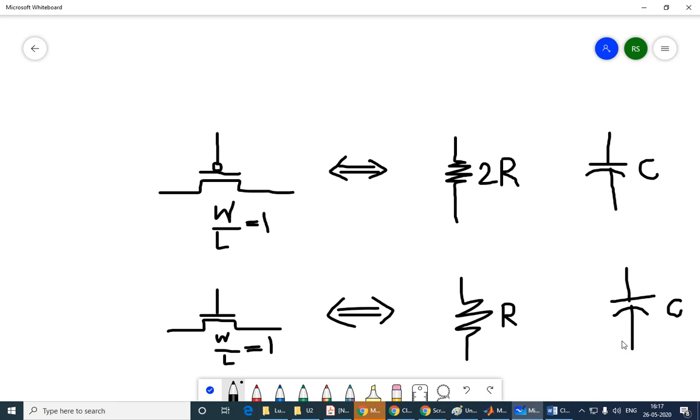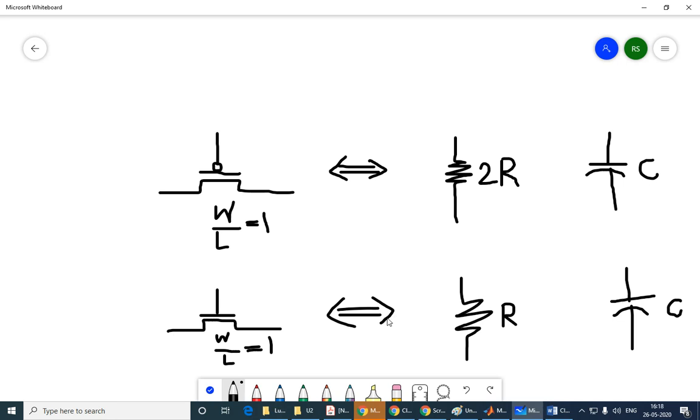The substrate is the same. Assuming that the doping is the same, everything else remains the same in terms of the materials, the insulator, etc. Which means that for both the transistors, for the same size, the capacitance is going to be the same, and that is why we have C and C. So this slide is very important, this diagram, the resistance and the capacitance associated with unit transistors.